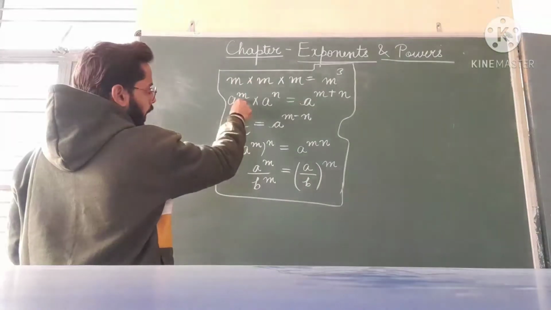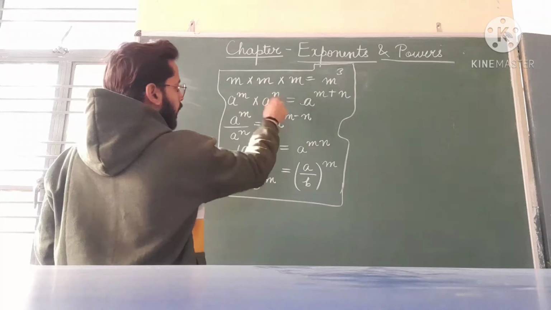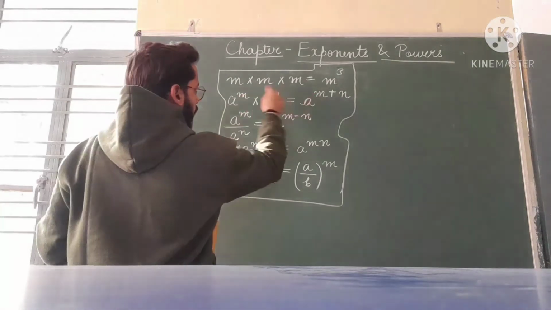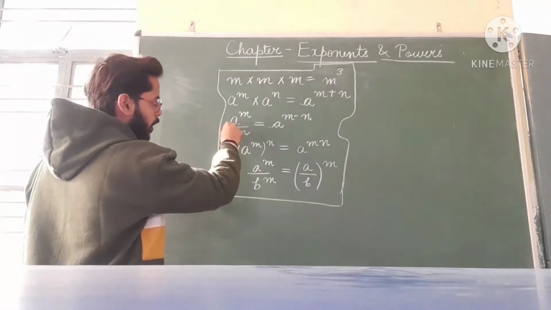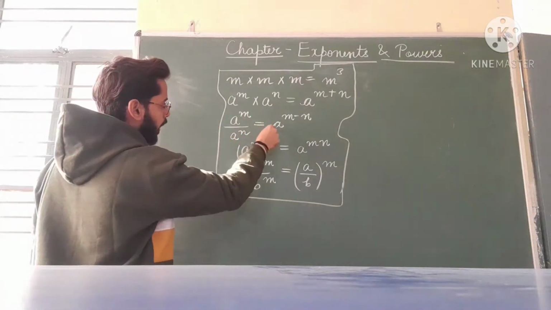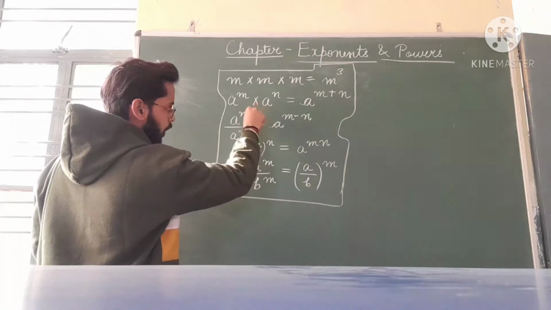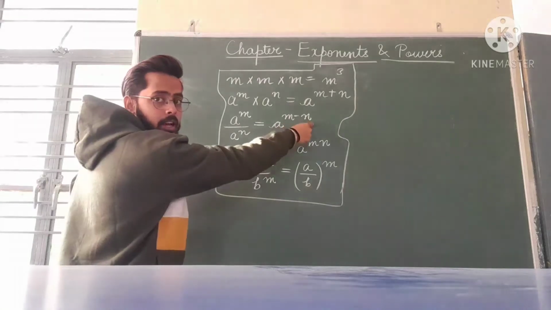Also, a to the power m into a to the power n, if we have the same base, then the powers will be added. That is, a to the power m plus n. Again, a to the power m upon a to the power n, if it is in division, then the powers are subtracted, that is, a to the power m minus n.